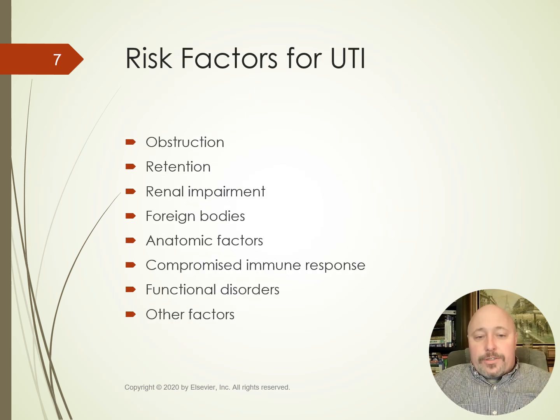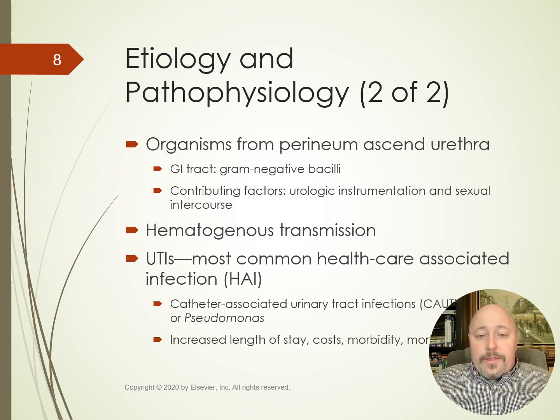There are many risk factors for a UTI, including obstruction, retention, renal impairment, foreign bodies, anatomic factors, a compromised immune response, and functional disorders, just to name a few. By the pathophysiology, organisms from the perineum ascend the urethra. Within the GI tract would be gram-negative bacilli, and contributing factors include urologic instrumentation and sexual intercourse. UTIs are the most common healthcare-associated infection, and these are due to catheter-associated urinary tract infections, and also increase the length of stay, cost, and mortality of each hospitalization.